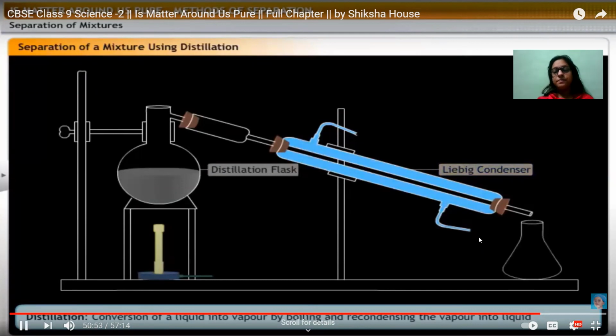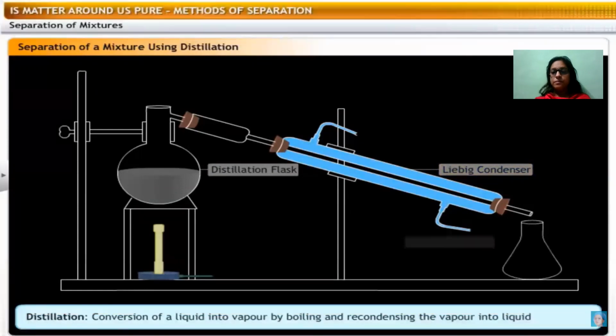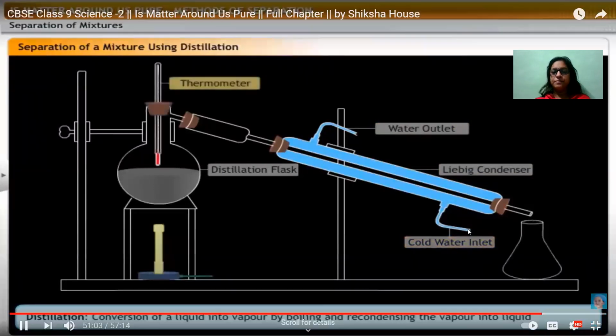A condenser is a long glass tube within a glass jacket with an inlet and outlet for water. The open end of the flask is fitted with a one-holed rubber cork through which a thermometer is introduced. A thermometer is also fitted here, and the round bottom flask, which we also call the distillation flask, is closed with a cork, and in the cork there is one hole from which a thermometer is inserted inside the distillation flask.